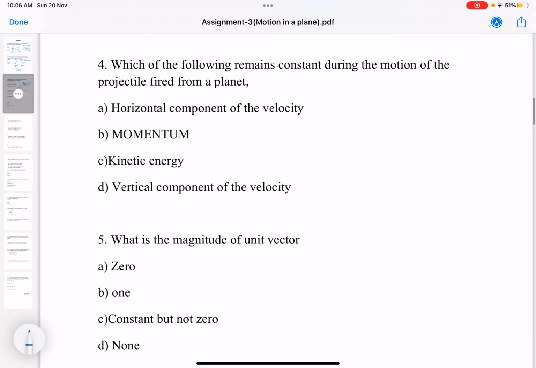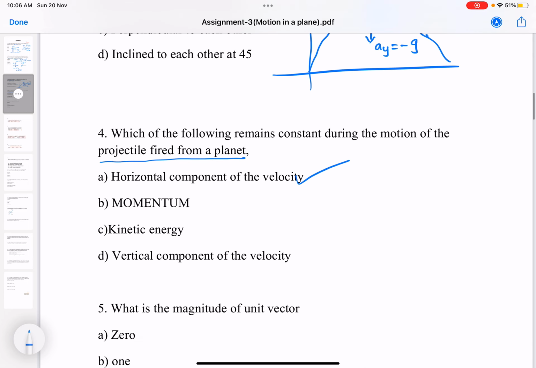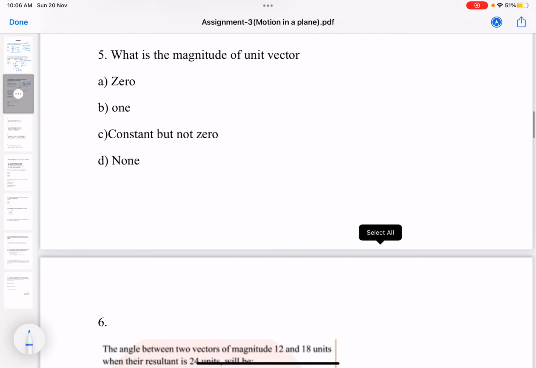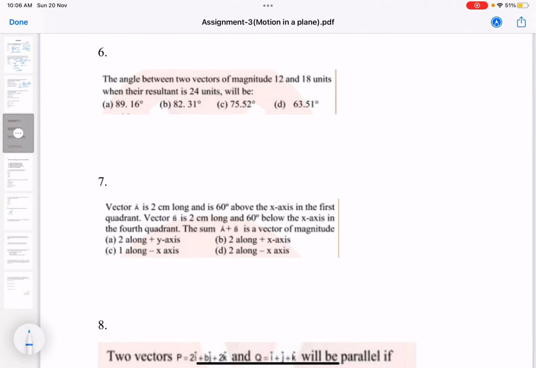Next, which of the following remains constant during the motion of a projectile fired from a planet? I explained already, the horizontal component of velocity is constant. What is the magnitude of a unit vector? You know this. 1. Okay. Now come to the sixth one. The angle between two vectors of magnitude 12 and 18 units when their resultant is 24 will be.